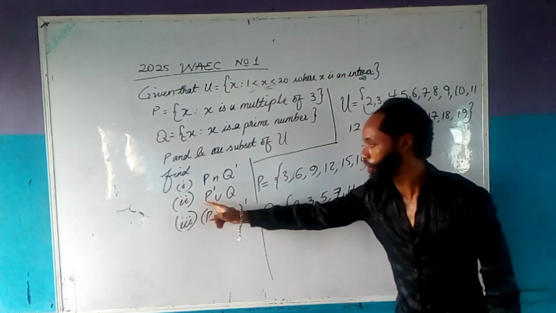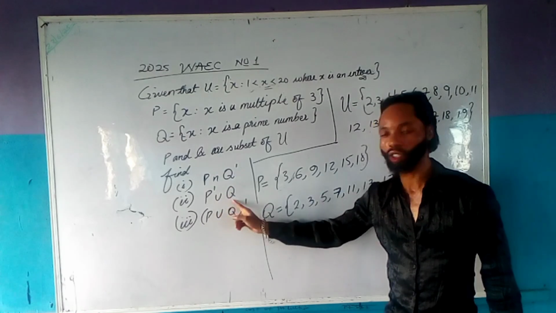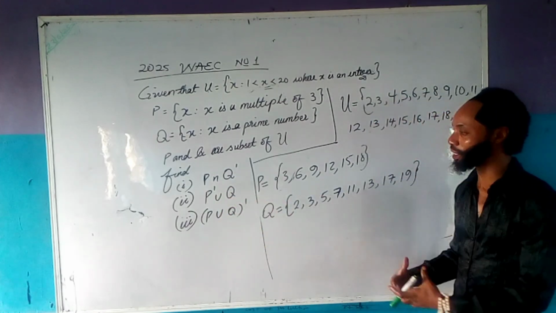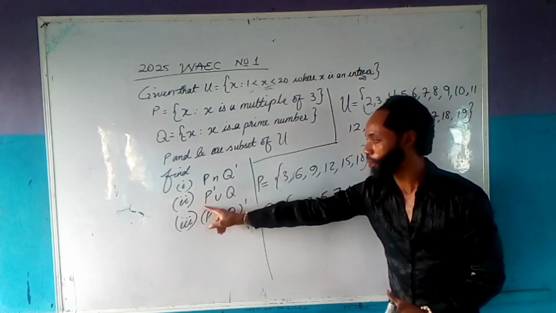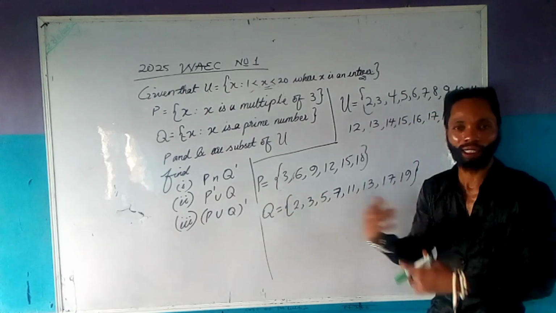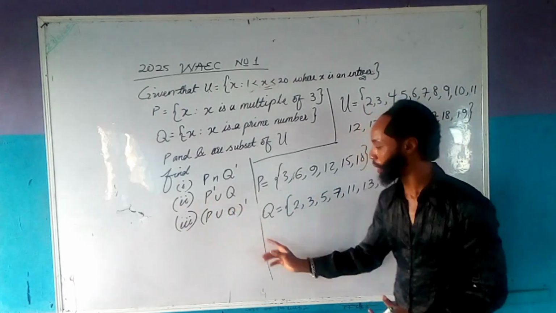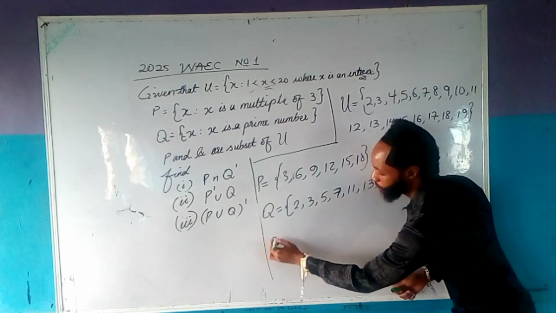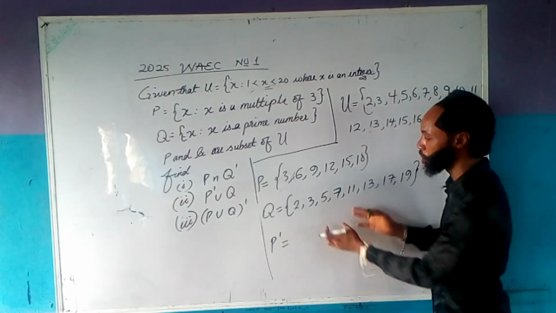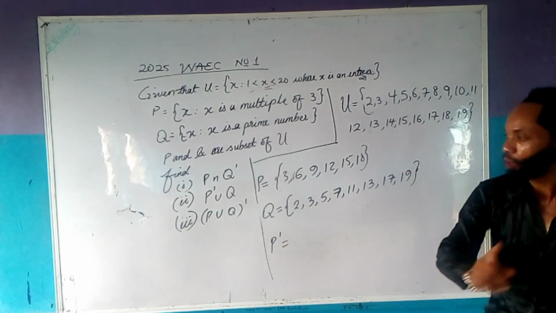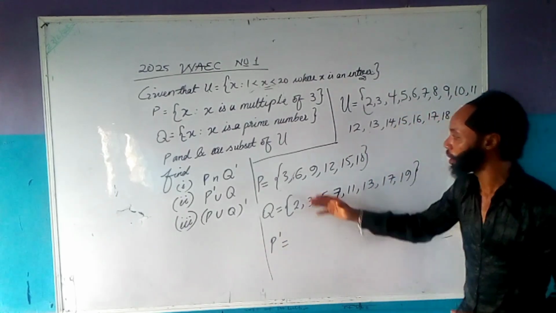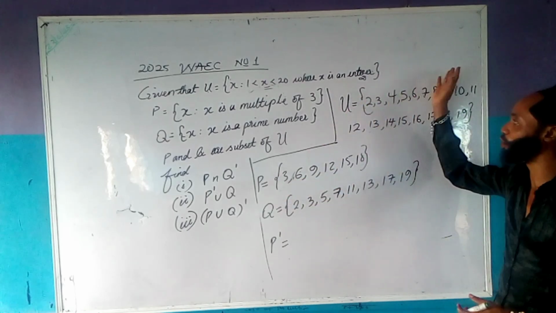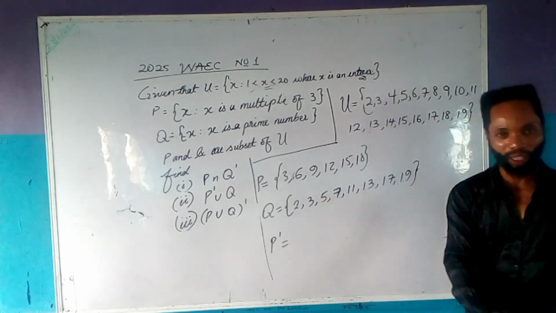Alright, the next question is P complement union Q. So we need to generate a set for P complement. We have P, so from P we can get the complement of it. But we need a separate set for P complement, because we're going to use it in union with Q. So let's get our P complement first. Remember what I said about complement: take whatever P is, take it out from the universal set. Whatever is left is the complement.